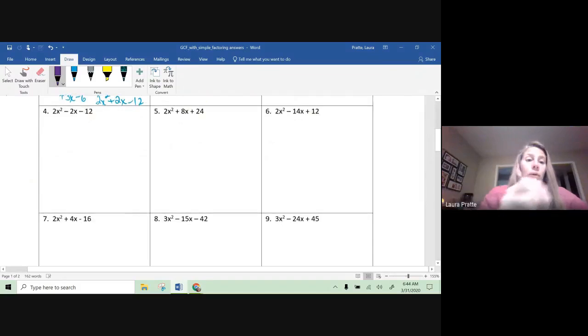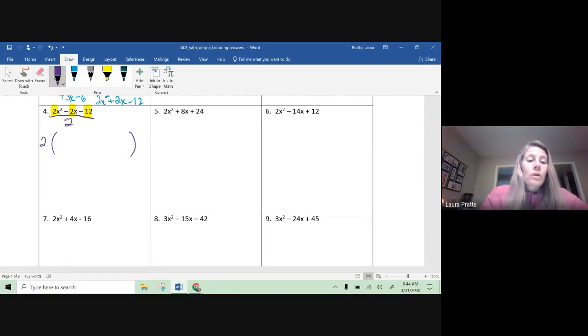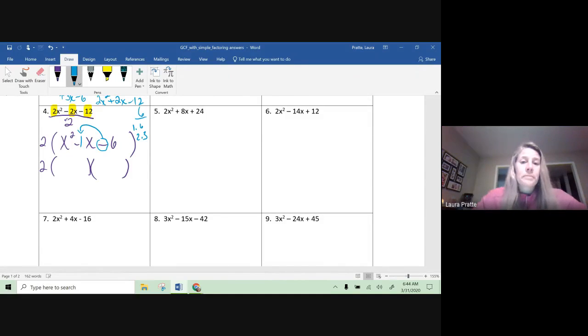All right, so now we go to the next example. We've got all 3 of our terms are divisible by 2. So we're going to have x squared minus x minus 6. And then we're going to finish factoring that part. So again, the factors of 6, that subtract to get me a 1, would be 2 and 3.